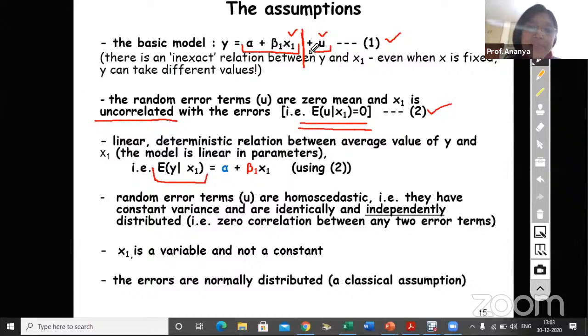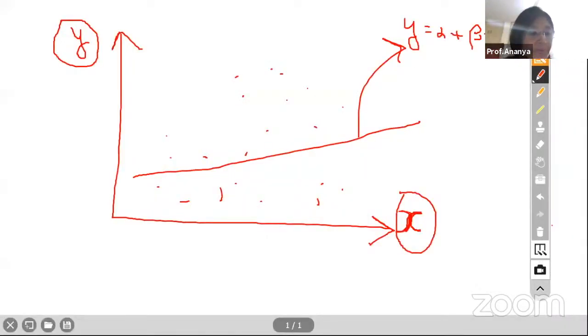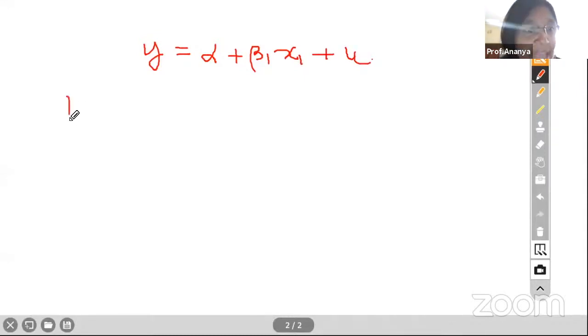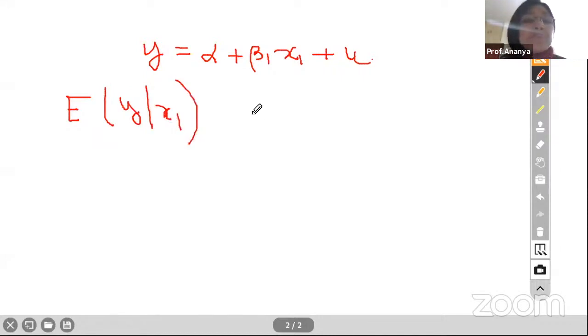If you look at this together, I'll just take you through it. y is equal to alpha plus beta 1 x1 plus u. When I take the average value of y, because y is a random variable, instead of y bar I say it's the expected value of y. So the expected value of y given x1, I'll just take questions in a bit. I can see there are quite a few questions.